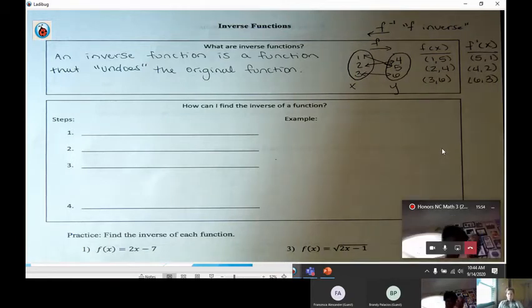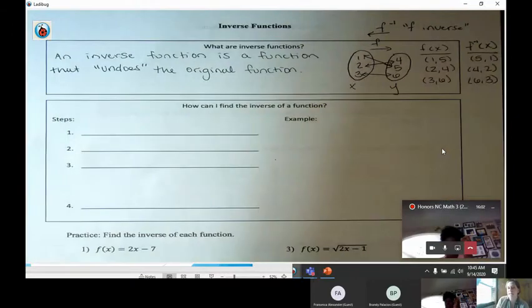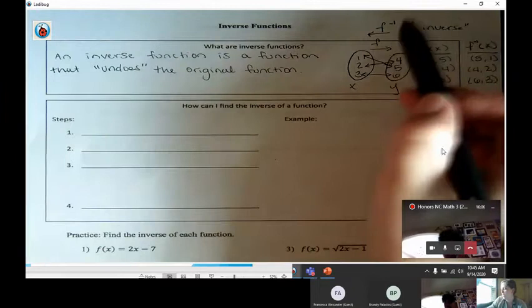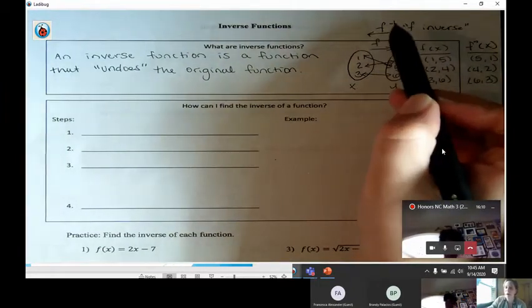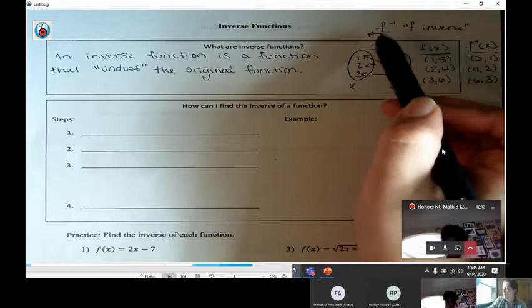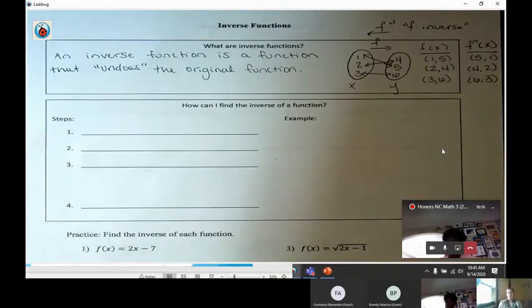So does the F inverse always have the quotation around it? Oh no, I was just putting the quotations around it to indicate that's what we're saying. When we see F to the -1 power, you don't say F to the -1 power or F -1, you say F inverse. Okay, so F to the -1 equals basically F inverse. Yeah, exactly.